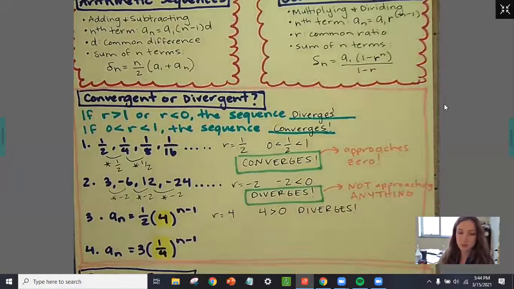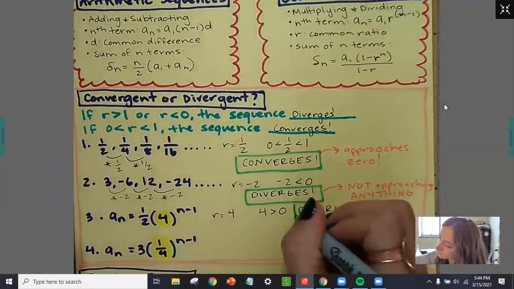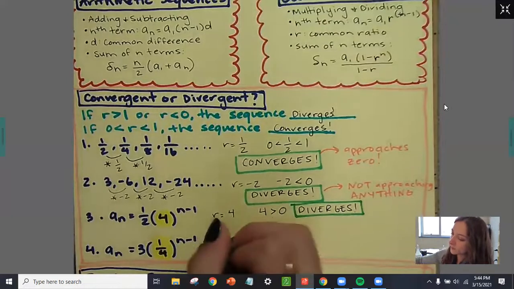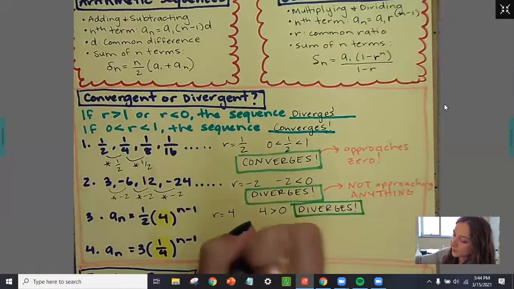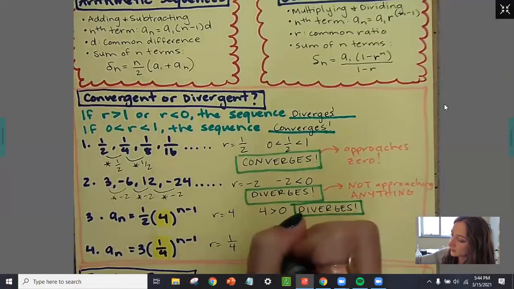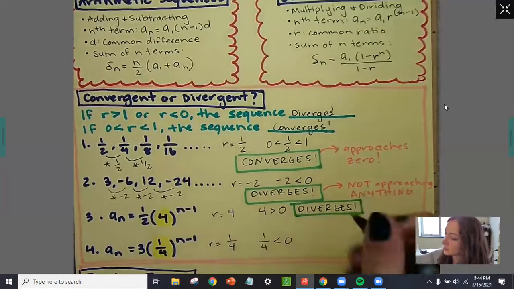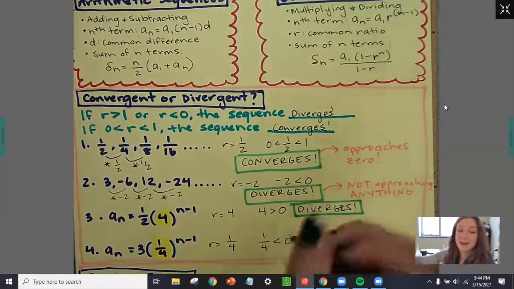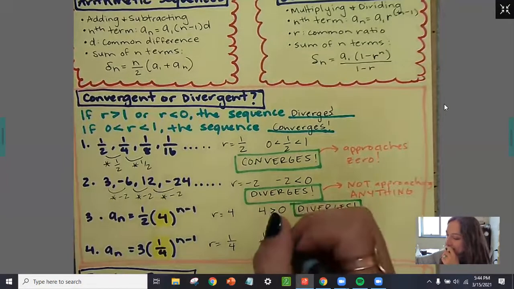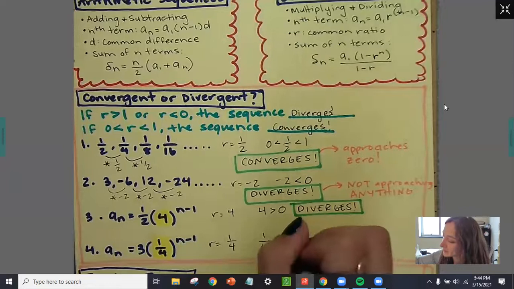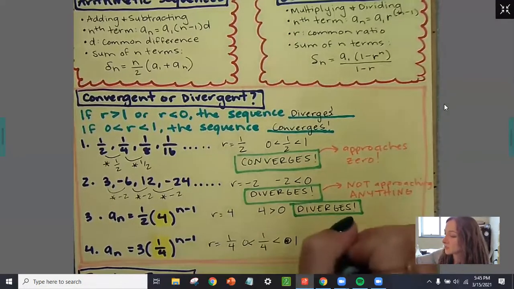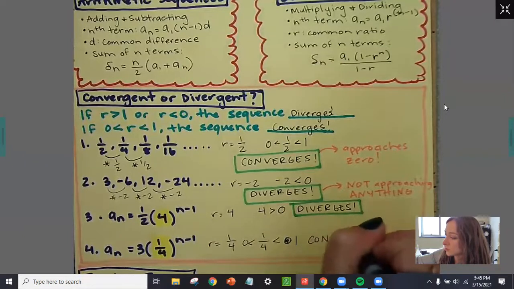So let's look at the next one. We have r is equal to 1/4. And since 1/4 is between 0 and 1, this sequence is going to converge. I actually wrote this incorrectly, so just let me fix this. It's between 0 and 1, so that means this sequence is going to converge.